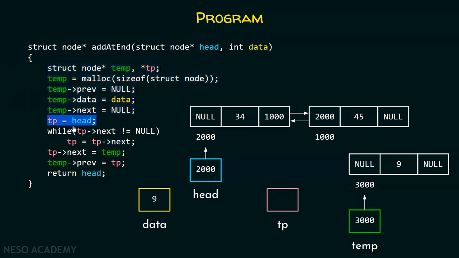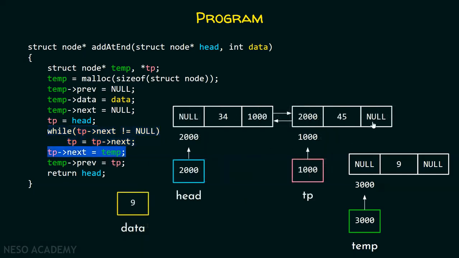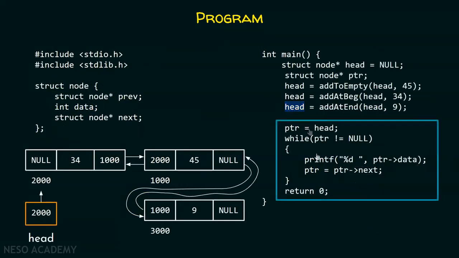First, using this line of code, we would be able to store this address within TP. Now this pointer is also pointing to this node. And using this piece of code, we would be able to update our TP so that it can point to the last node of this list. Finally, we will update the next part of this node so that it can point to this particular node. And then we will update the prev part of this node so that it can point to this particular node. As simple as that. Finally, we'll return head back to the main function. And here, this piece of code will help us in printing all the values of this particular linked list. So the output of this program is 34, 45, and 9.